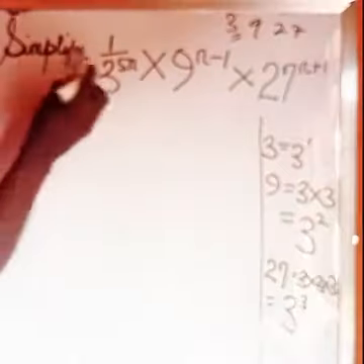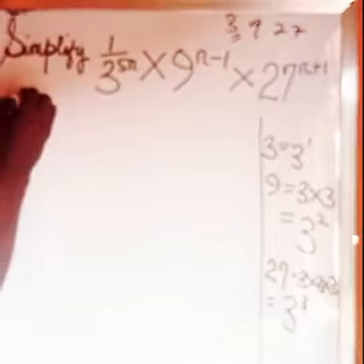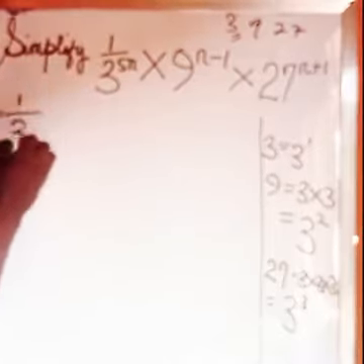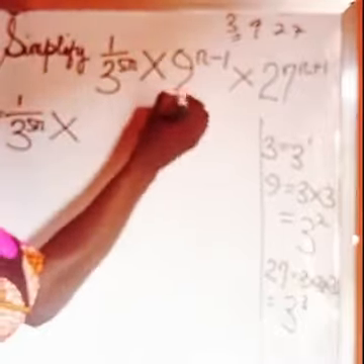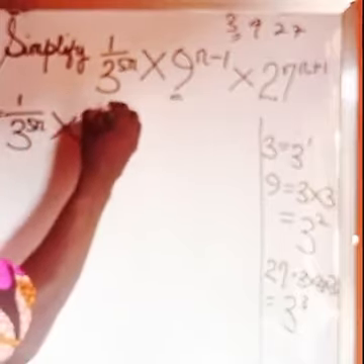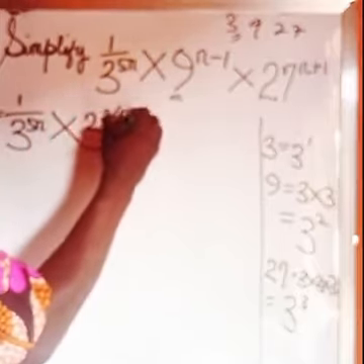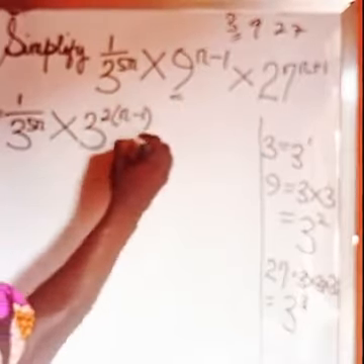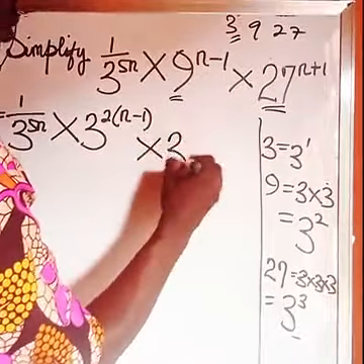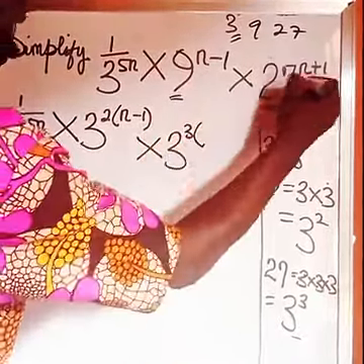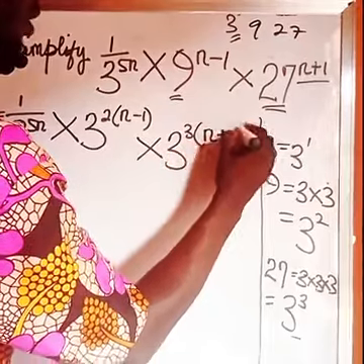So this will give us 1 over 3 raised to the power 5n, times 3 raised to the power 2 into n minus 1, times 27 becomes 3 to the power 3, 3 to the power 3 into n plus 1.